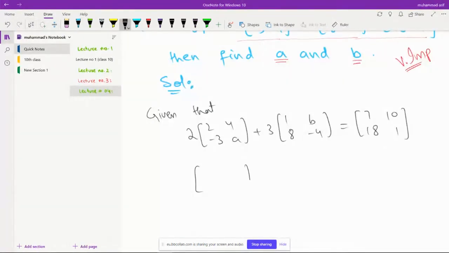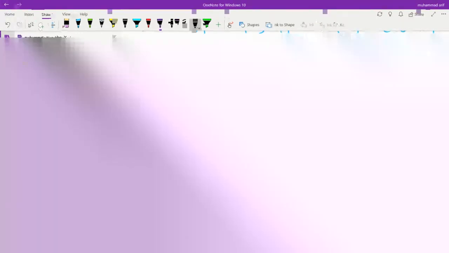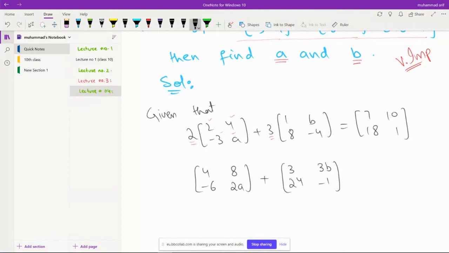Simplify. 2 is multiplied with every entry of this matrix. We get 4 8 negative 6 2A. Similarly, 3 is multiplied with every entry of the matrix. We get 3 3B. 8 times of 3 becomes 24. 3 into minus 4 becomes negative 12.